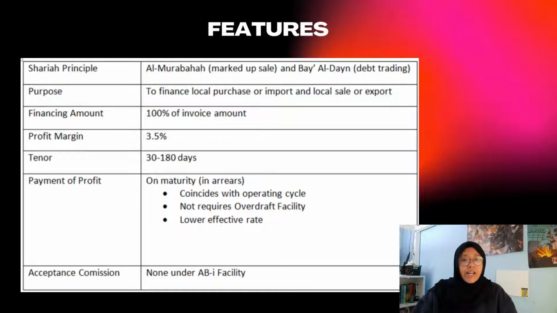The first feature is Sharia principle: Bai Murabaha, marked up sale, and Bay al-Dain, debt trading. Second is purpose, to finance local purchase or import and local sale or export. Third is financing amount, which is 100% of invoice amount. Then profit margin, which is 3.5%. Next is tenor, 30 to 180 days.